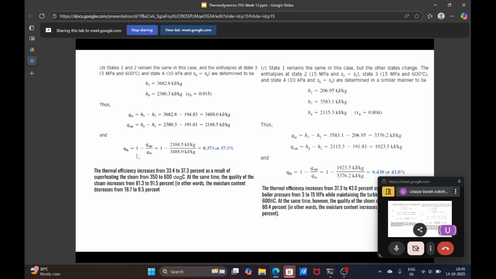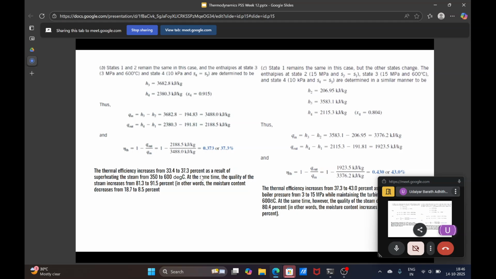So in this case the thermal efficiency is 37.3%. So if you see, increasing the superheat temperature from 350 to 600 has increased your efficiency from 33.4% to 37.3%, which is a 3.9% increase. And the added advantage in this case is that the quality of the steam is also increasing from 81.3% to 91.5%.